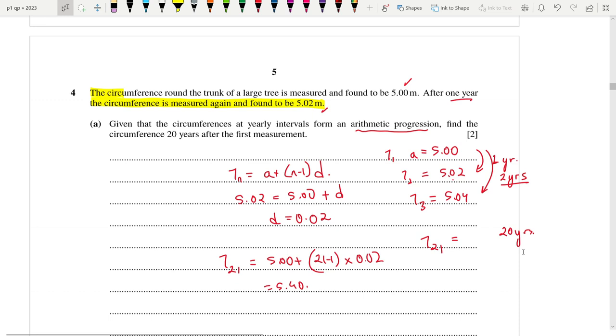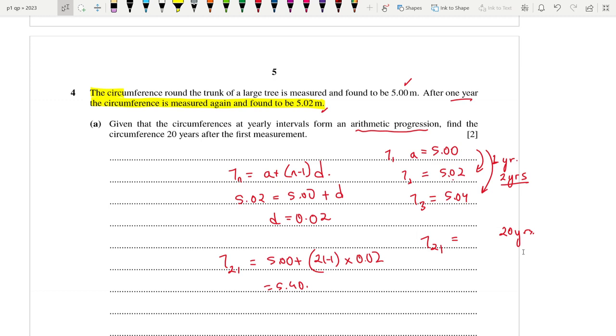The circumference around the trunk of a large tree is measured to be 5 meters. After 1 year, the circumference is measured again and found to be 5.02. Given that the circumferences at yearly intervals form an arithmetic progression, find the circumference 20 years after the first measurement. So you guys should always write down the terms, then you're less likely to make errors. The first term is 5, then it's 5.02, then it's 5.04, 5.06, and so on.